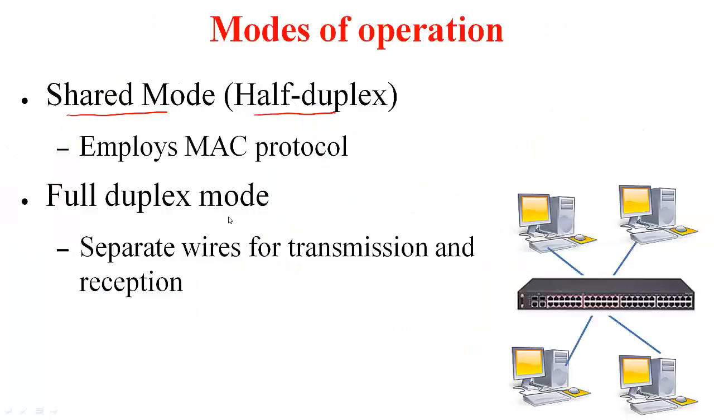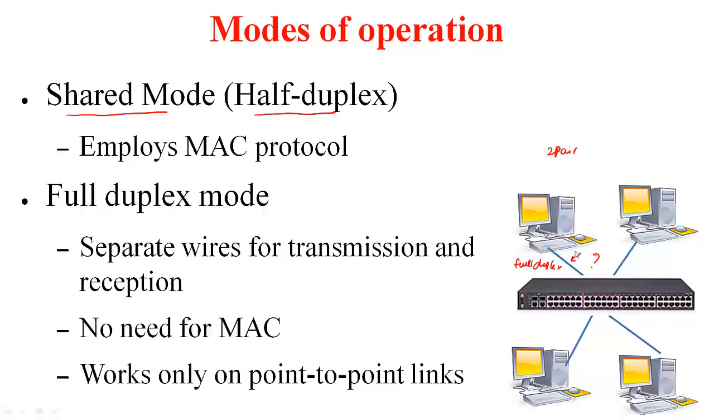A switch can also operate in a full duplex mode. In full duplex mode, each station is connected to the switch using 2 pairs of wires, one for transmitting and one for receiving. Basically, this link is going to be a full duplex link. Given this, do you see there is a need for media access control here?